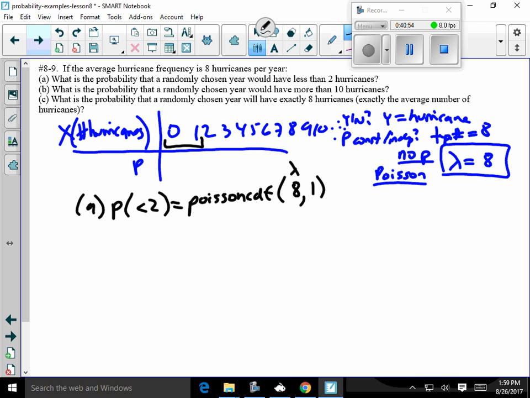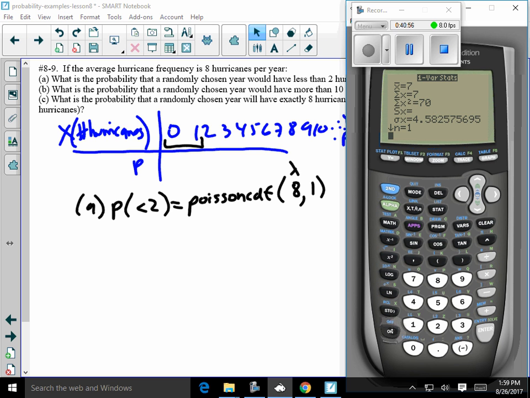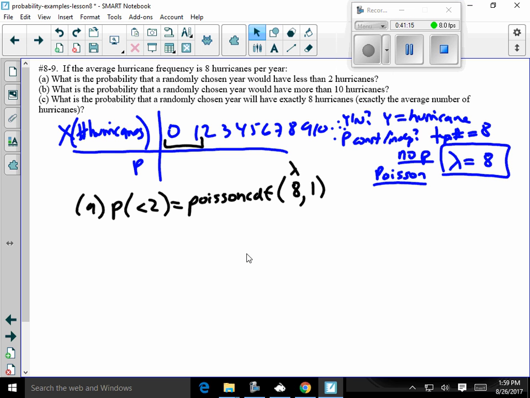Less than 2. Okay, so let me show you where that is on the calculator. Also in the distributions menu, if I scroll up from the bottom, there's a Poisson PDF and a Poisson CDF. So I'm going to use the Poisson CDF. The lambda value, the typical number of hurricanes, is 8, and we want to go up to and including 1. So that would be 0.0030.